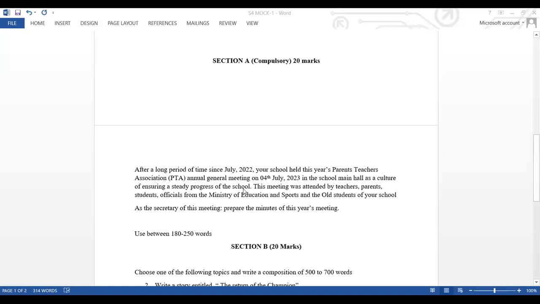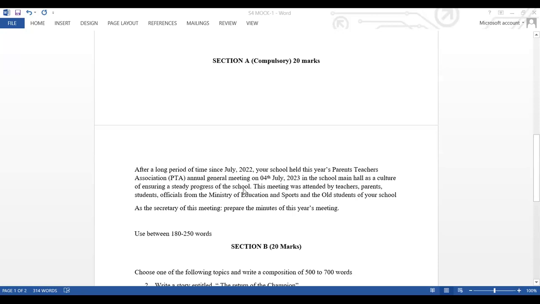After a long period of time since July 2022, your school held this year's Parents Teachers Association annual general meeting. So the keyword is that it is a Parents Teachers annual general meeting. Then the question continues. It took place in the school main hall as a culture of ensuring a steady progress of the school. This meeting was held by teachers, parents, students, officials from the Ministry of Education and Sports, and all students of your school. As the secretary of this meeting, prepare the minutes of this year's meeting.